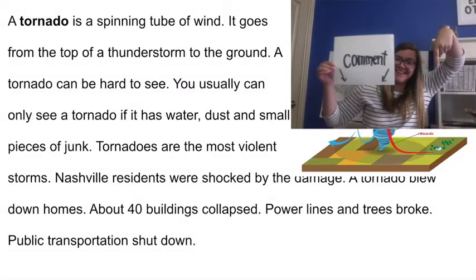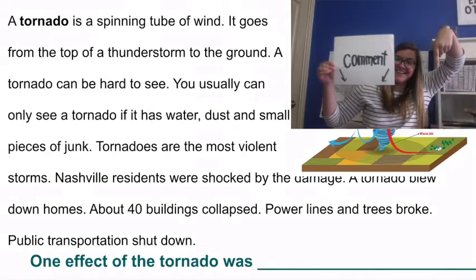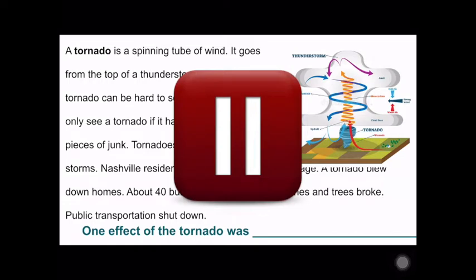Now I want you to write a sentence in the comments down below the video about one effect of the tornado. Write a sentence that says one effect of the tornado in Nashville. Be sure to use a quote from the text to help the reader understand where you got your information. If you want to, you can use this sentence stem. One effect of the tornado was, and then when you use your quote from the text, be sure to add quotation marks like these. Pause the video until you're done writing your sentence.